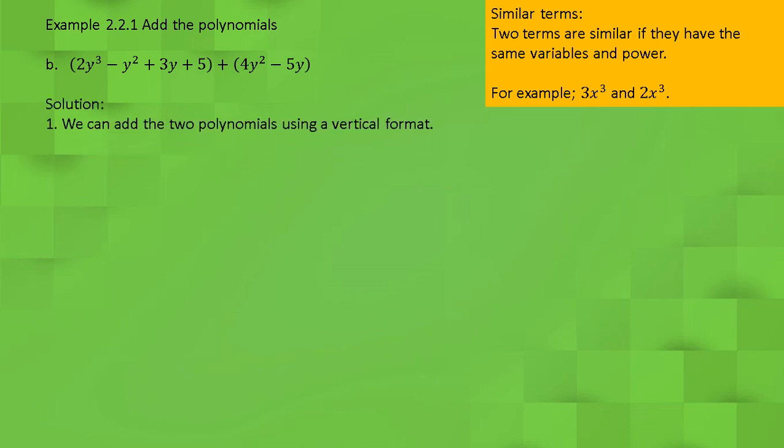So using the vertical format, align the similar terms. This is by addition, so just bring down. So this is 2y cubed, just bring it down, and then negative y squared plus 4y squared, that is different signs, so you have to subtract. So in adding different signs, you have to subtract and then copy the sign of the greater or the bigger number. And then we have 3 plus negative 5. So that's negative 2y and then bring down 5.